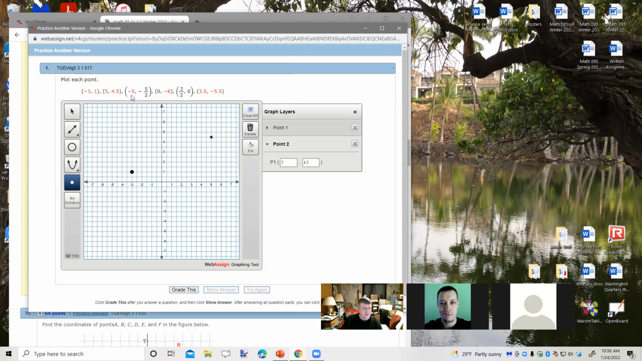But all right, third point, -5 halves. Well, -5 halves would be -2.5 as a mixed number. So -5, -2.5. I think it's right there. Let's see. Yeah, -5, -2.5. Okay, that is equivalent to -5 halves.